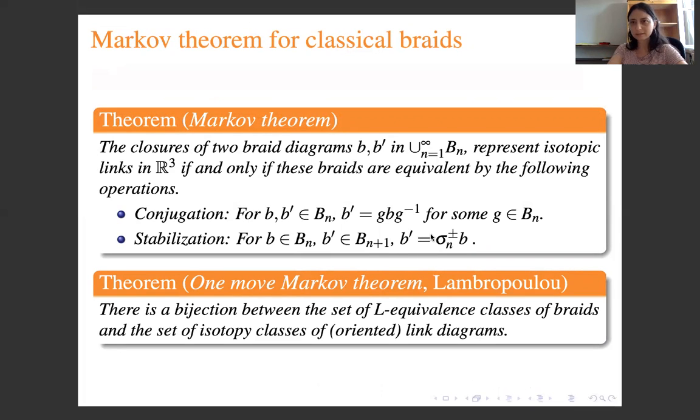Actually, let's remember the classical Markov theorem. The statement says that the closures of two braid diagrams represent isotopic links in the three-dimensional space if and only if these braids are equivalent up to braid isotopy, and with these two algebraic operations called conjugation and stabilization. This is a well-known result for knot theorists, at least. And in the beginning of the 90s, Lambropoulou gave a one-move Markov theorem for braids and links by defining L moves that I will show in the next slide.